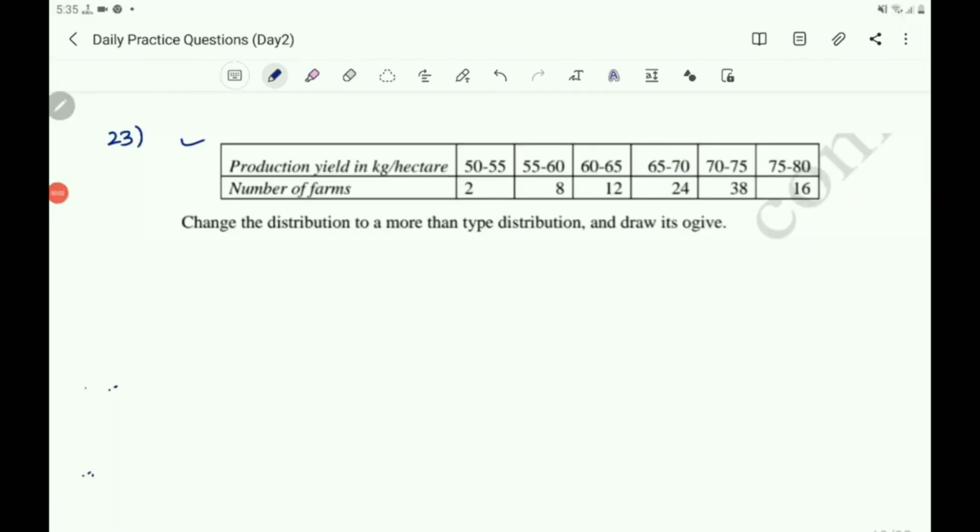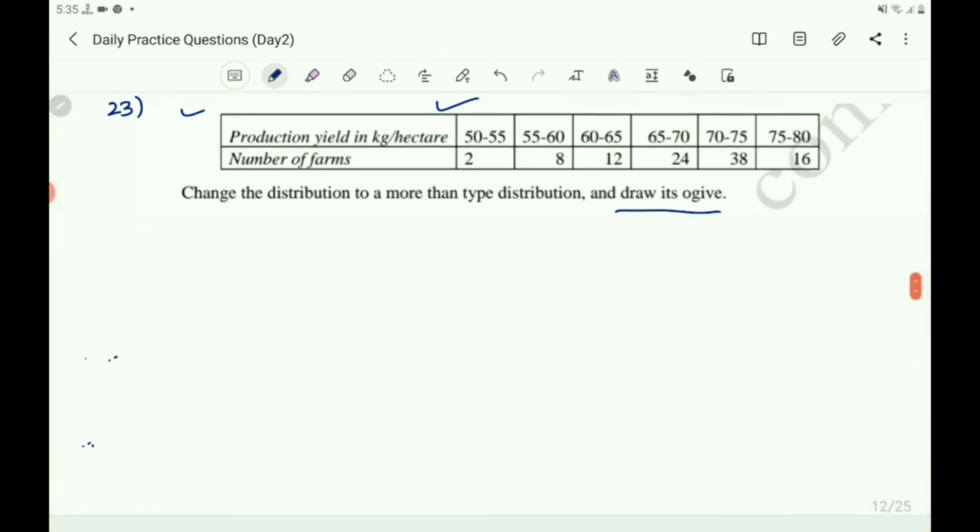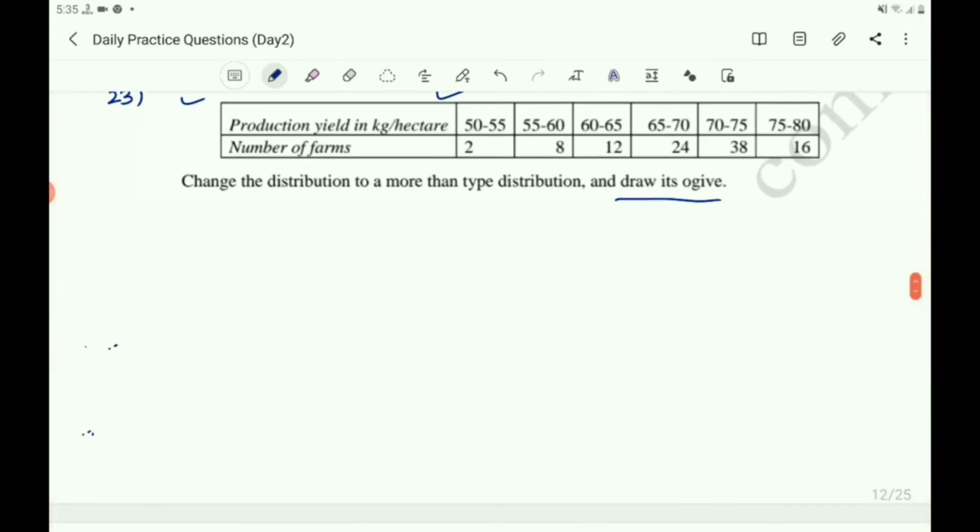Number 23. Here the production yield in kg per hectare is given and the number of farms is given. Change the distribution to more than type distribution and draw its ogive. Here we have to draw the more than type ogive. So you take the production yield in kg per hectare.